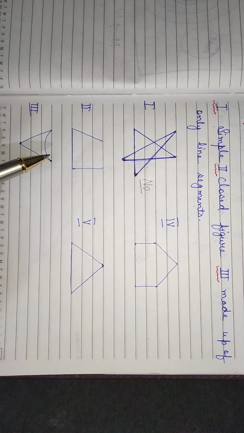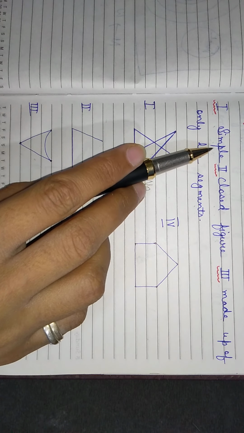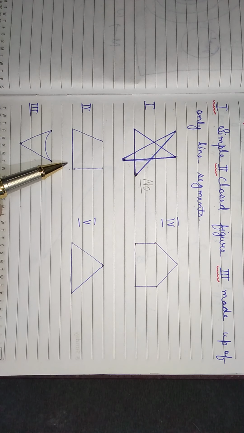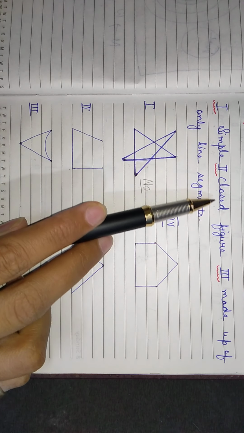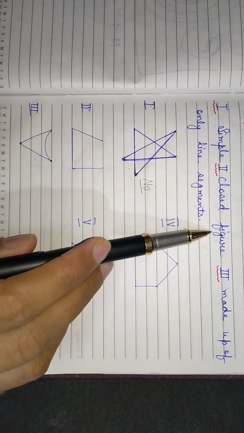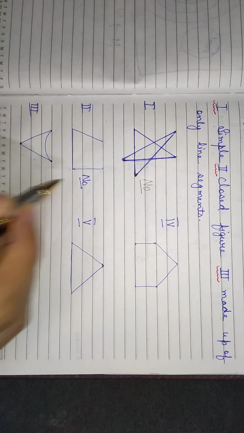After this, let us come to second diagram. Now here second diagram, I again will verify first condition. It must be simple. Here we can see no two lines are crossing each other. Means first condition is satisfied, that it is simple. Now we shall verify second condition, closed figure. Now clearly it is not closed, it is open. So second condition is not satisfied, means this is also not a polygon.